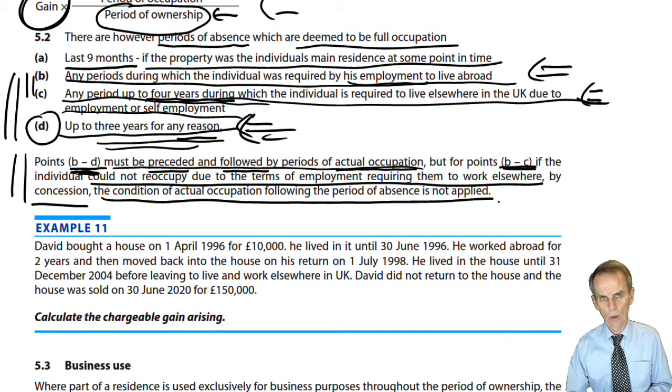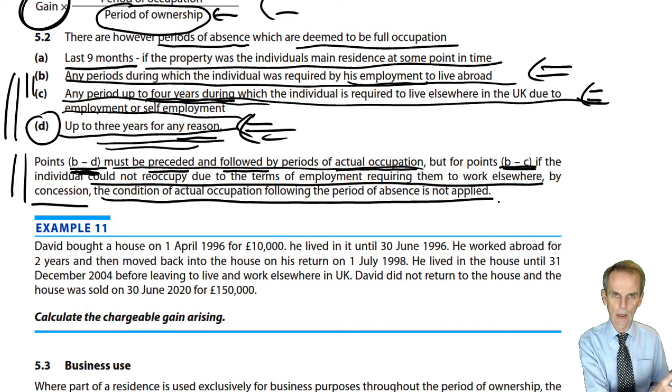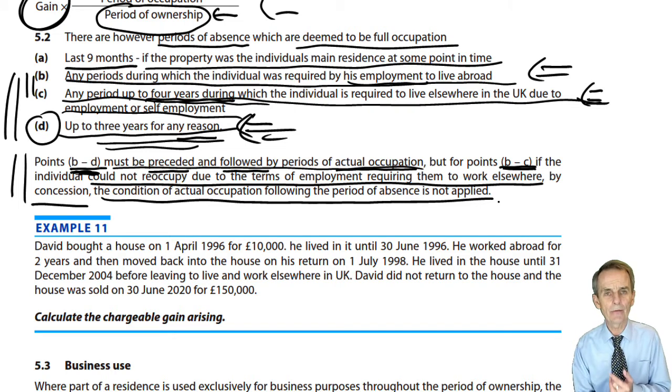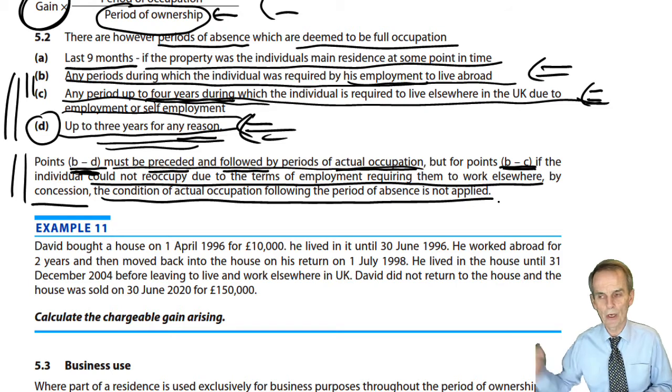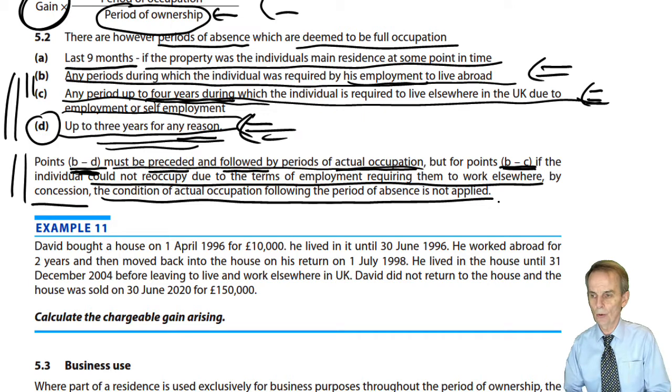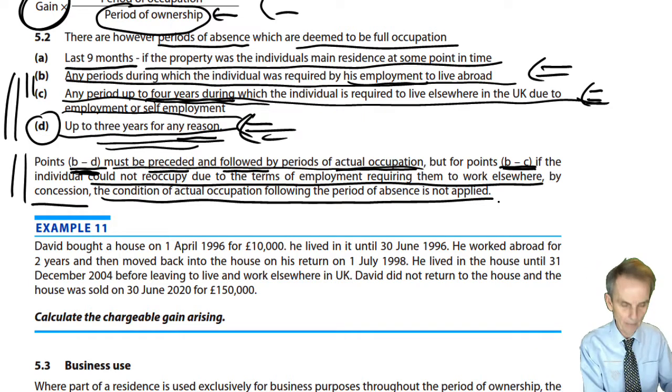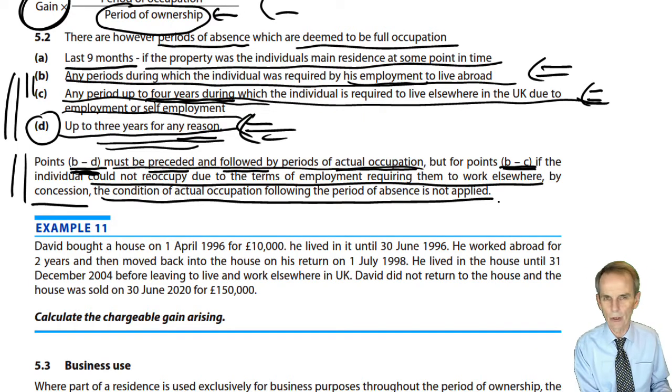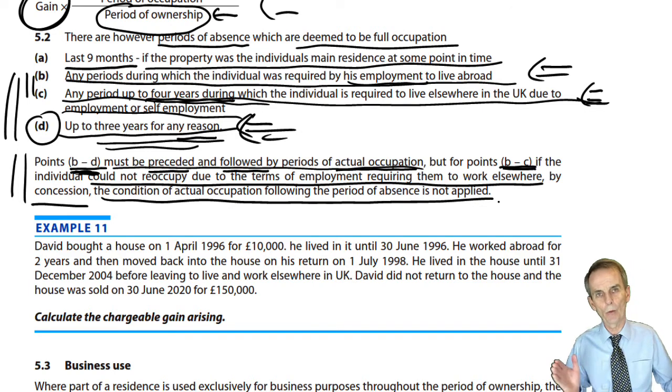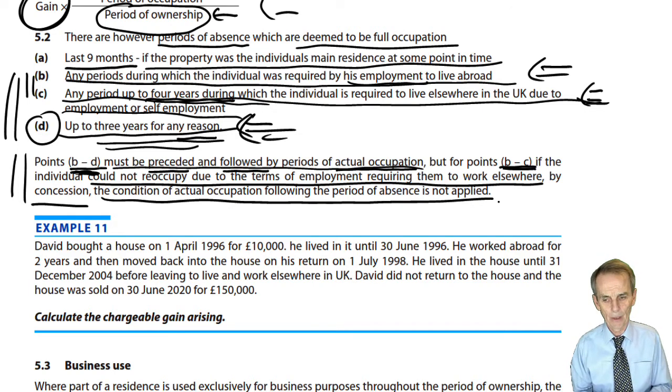So if the reason why I am away and I don't return to the property prior to sale is because I'm prevented from doing so because of point B or point C, basically I am working either overseas or elsewhere in the UK, I am not forced into leaving that work, coming back, living in the property. I don't have to do that. I can still sell the property while away from it, and I'll still get the period for working overseas and the period for working, well, up to 4 years anyway, in the UK.